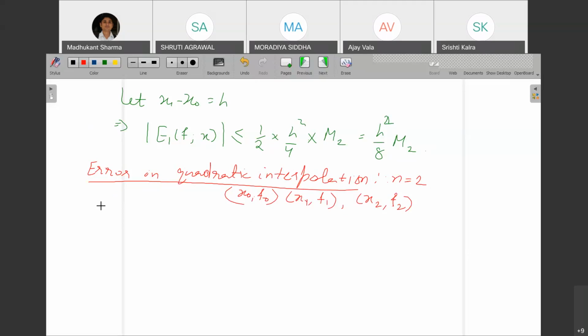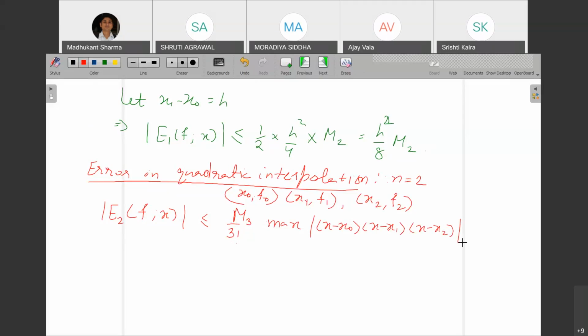And then the error, the modulus of E2 of f at x, I'm writing straightforwardly, is less than or equal to 1 by (n plus 1) factorial. So n is 2 here, so 1 by 3 factorial, times the maximum of the third derivative of f at z. That I'm going to replace by M3. So M3 by 3 factorial times the maximum over the product term, x minus x0, x minus x1, x minus x2.